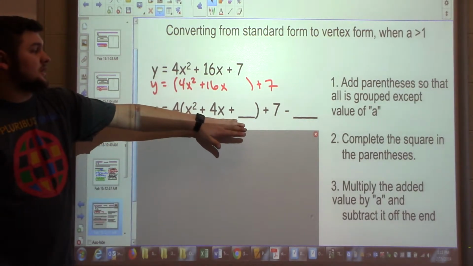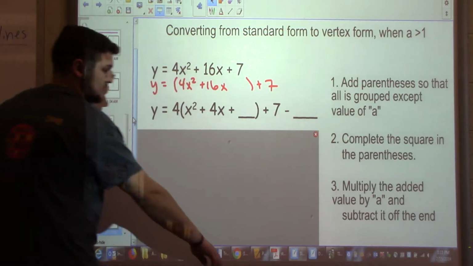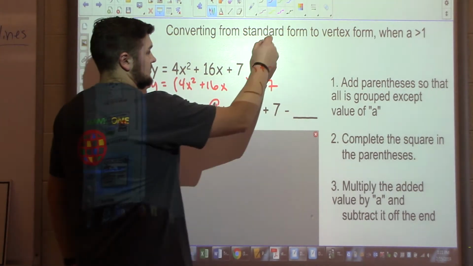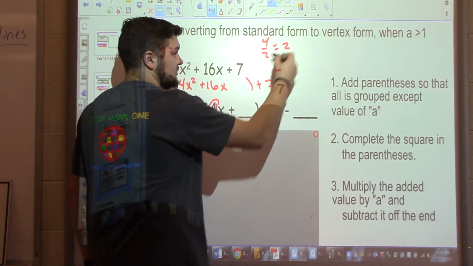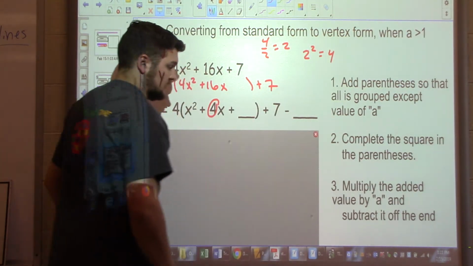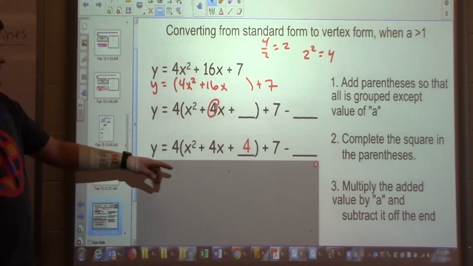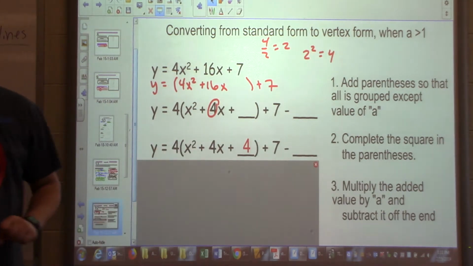What I'm left with in here, I'm going to do just like I did yesterday. I'm going to complete the square. So I'm going to take 4, divide it by 2, I get 2, and then square it. 2 squared equals 4. So I'm going to add 4 on the inside.